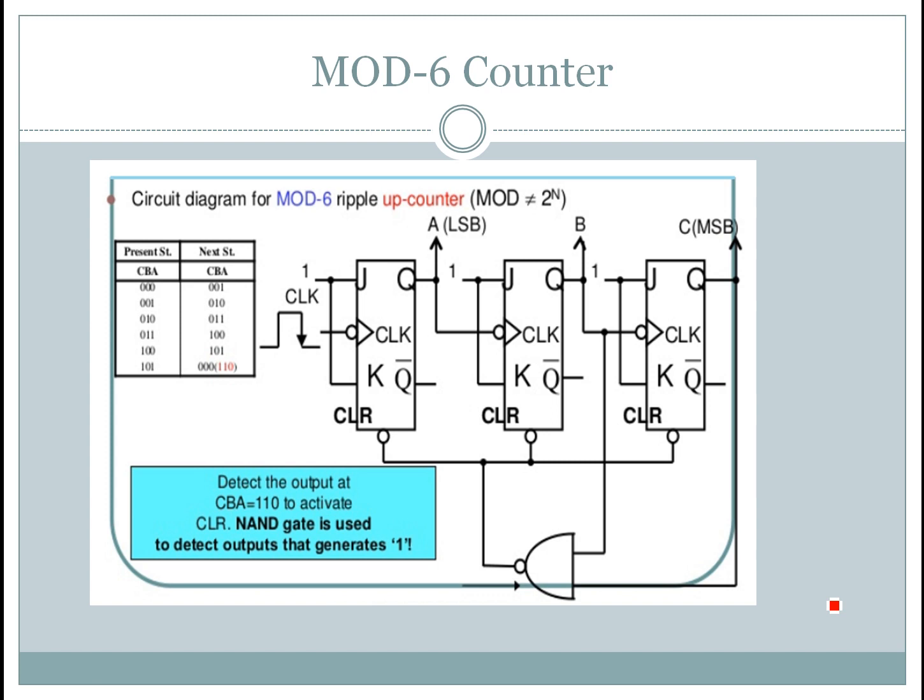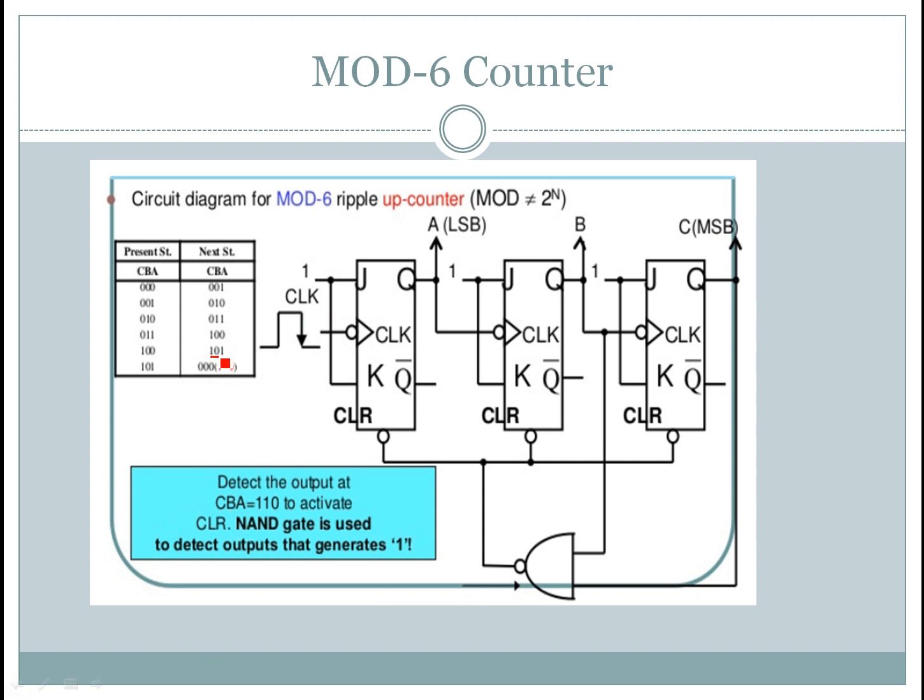So let's consider one more example, mod 6 counter. As I already told, mod 6 counter means it has to count from 0 to 5. And how do you represent the 5 in binary? By using 3 bits, 1 0 1. That one you can see here.